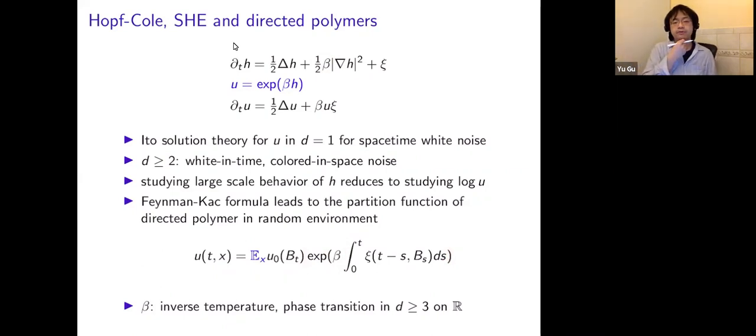So it's well known that for directed polymers, there's a phase transition in high dimension. When beta is small, which is the high temperature region, you have diffusive behavior of the polymer. When beta is large, which is the low temperature region, you have localization behavior. This Feynman-Kac formula gave us this connection between the directed polymer and the SHE. But since we'll be dealing with the space-time white noise case, we'll not use the Feynman-Kac formula.